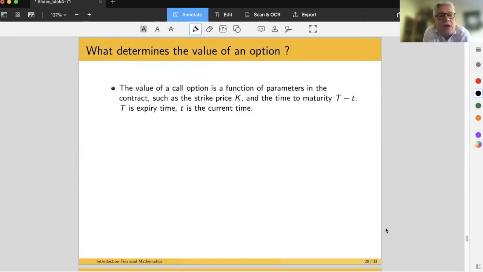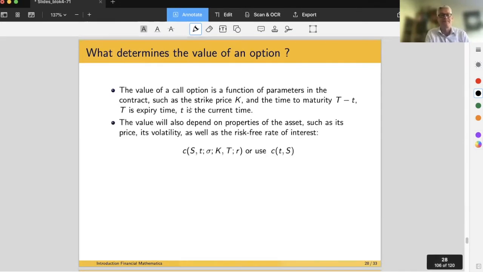And first, we'll start with what determines the value of an option. The value of a call option is a function of parameters in the contract, such as the strike price and the time to maturity, capital T minus little t, where capital T is the expiration time and little t is the current time. But the value will also depend on properties of the stock, the asset, such as its price, its volatility, and also it depends on the risk-free rate of interest, little r.